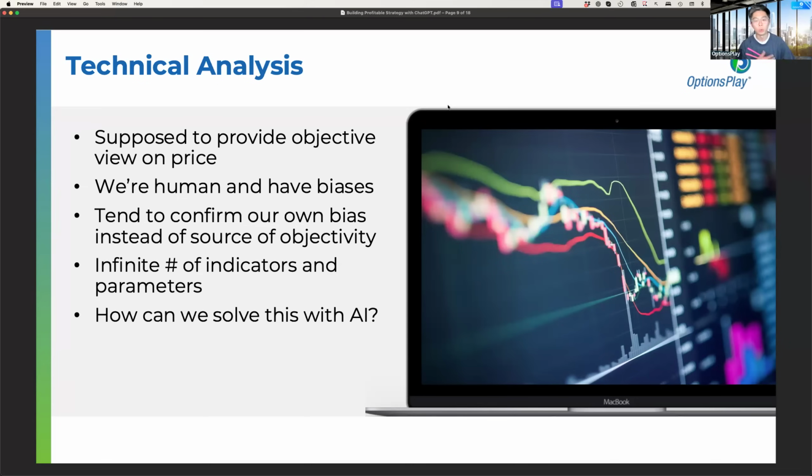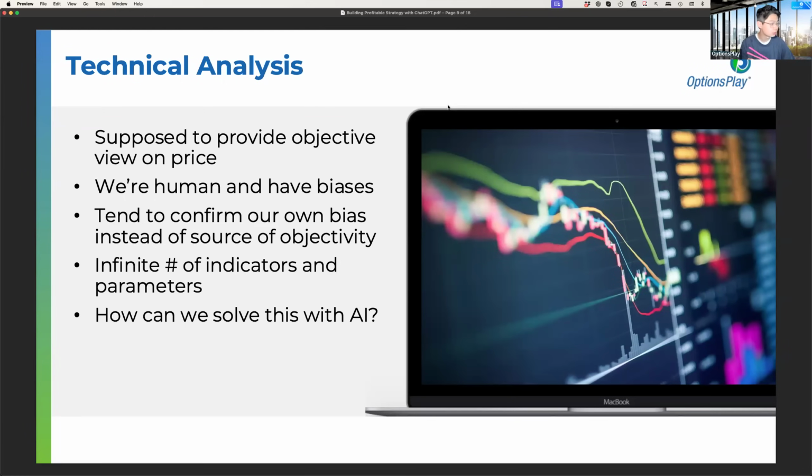We have biases. We tend to look at every single chart with a bias already. We have a view in our head, we're bullish or bearish on a specific stock, and we look at the charts or the fundamentals to try to confirm our bias, rather than the other way around. We don't let the chart tell us what we should do. We bring that bias into a chart.